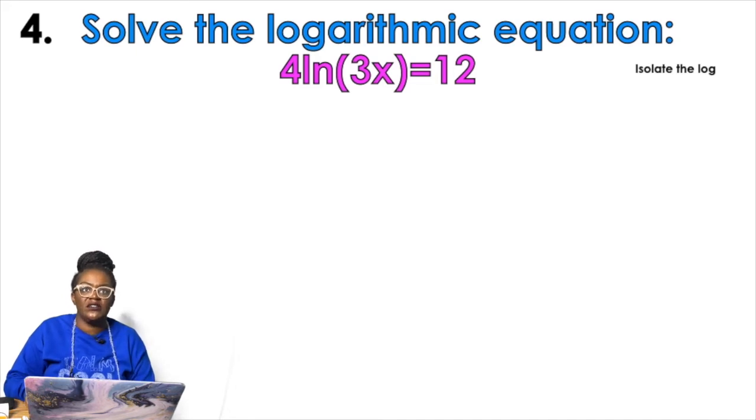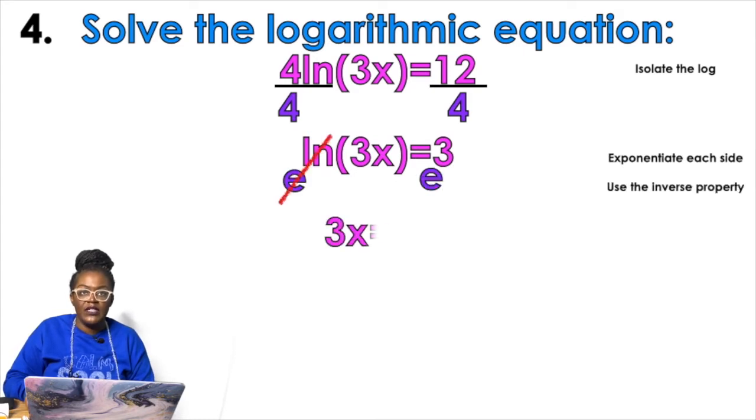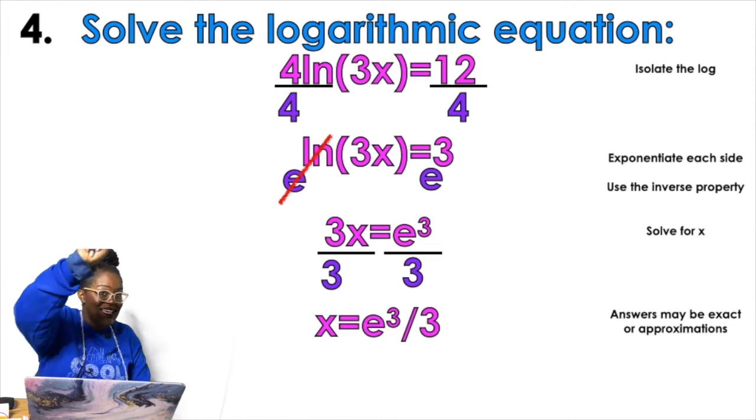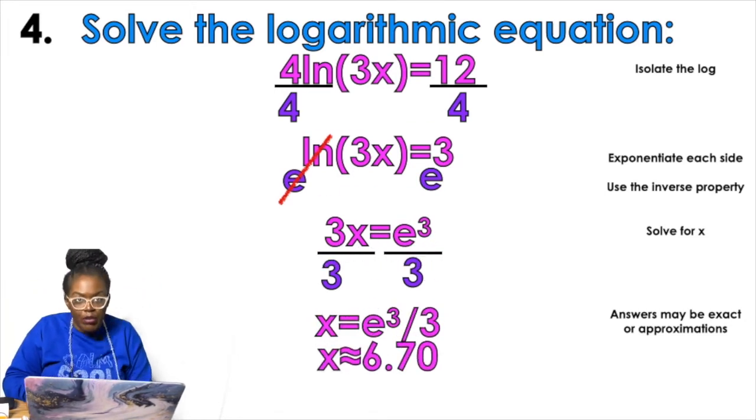Isolate the log. Okay, then we're going to exponentiate both sides to the power of e. Isolate x. e cubed divided by 3 is my exact answer. Approximate answer. Boom!